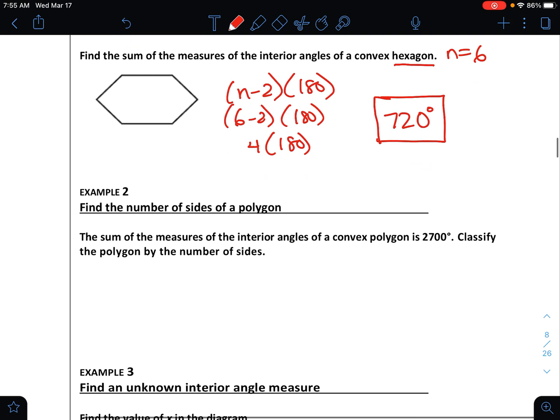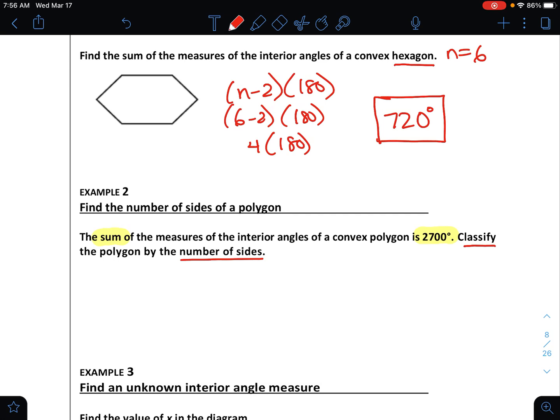Okay, number 2. Number 2 says the sum of the measures of the interior angles of a convex polygon is 2,700 degrees. Classify by the number of sides. So I know that the sum is 2,700. I want to know, is it a triangle? Is it a hexagon? Is it a dodecagon? The classification is using that vocabulary.